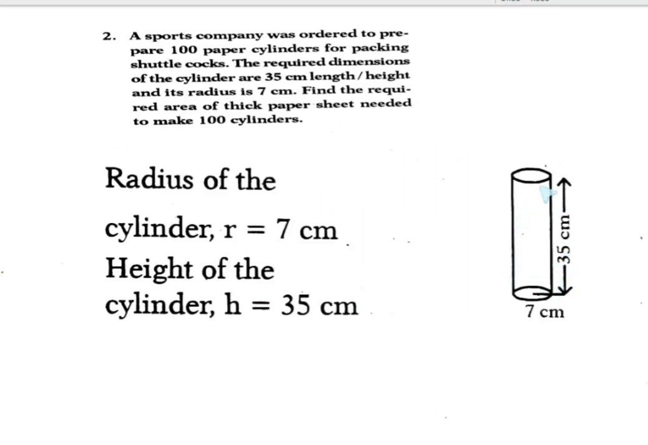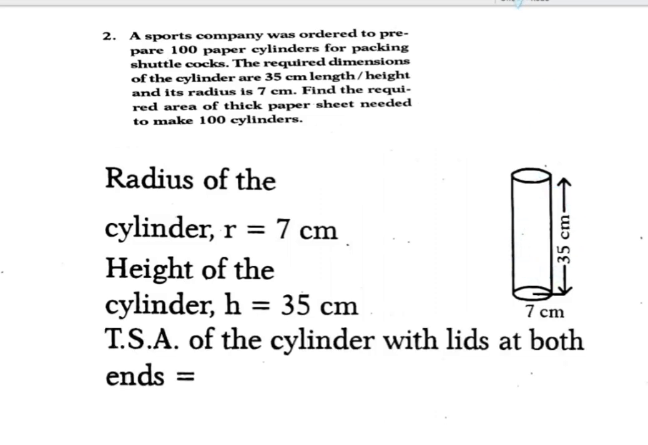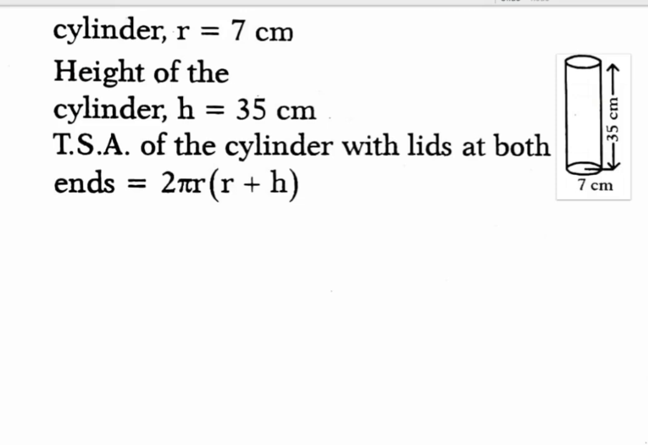We need to find the total surface area of the cylinder. The total surface area of the cylinder with lids at both ends is equal to 2 pi r into r plus h. Now this is equal to 2 into pi equal to 22 by 7 into r equal to 7 into r, 7 plus h equal to 35.